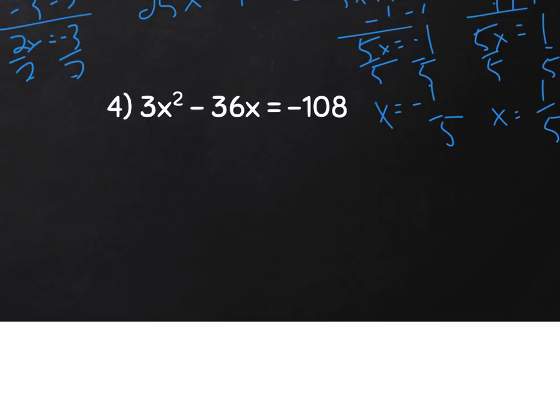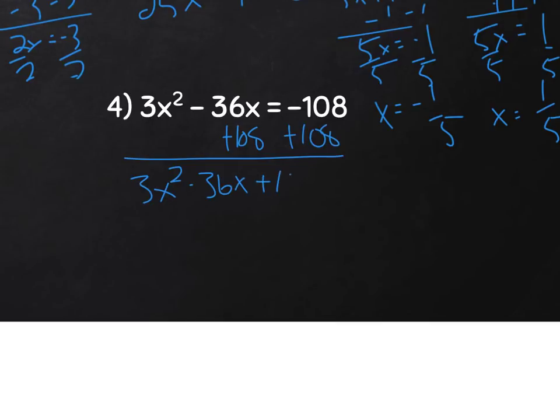Alright, number 4. So we look at this, it's not set equal to 0, so I'm going to add 108 over. There's no like terms to combine, so we get 3x squared minus 36x plus 108. Now I look for a GCF. This time there is a GCF. It's a GCF of 3. So then I get x squared minus 12x plus 36.